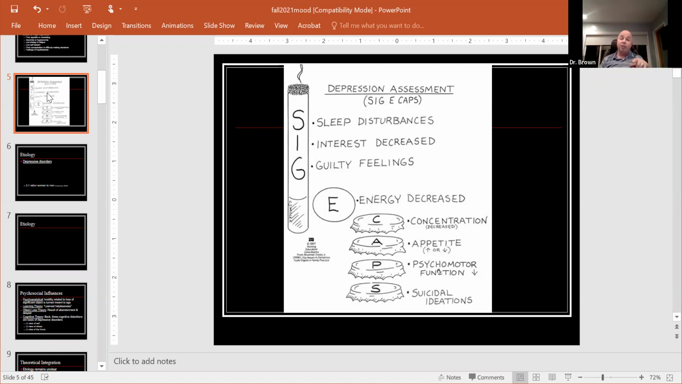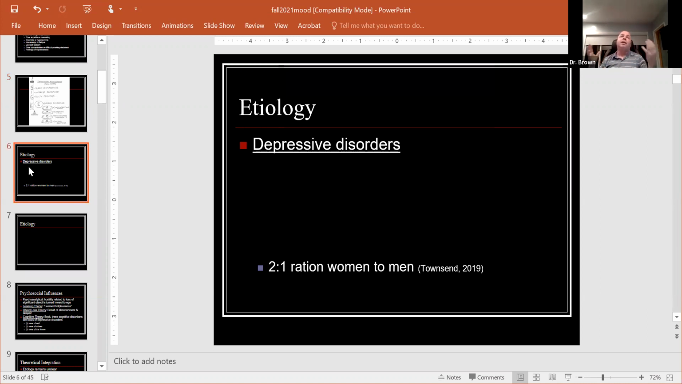So if you compare and contrast major depressive disorder versus dysthymia, people that are dysthymic normally don't think about suicide. Okay. Etiology. What does etiology mean? Where does it come from?